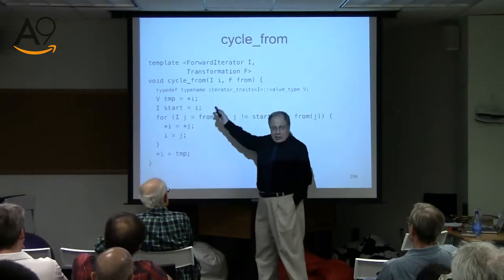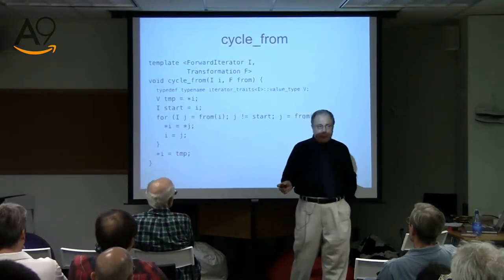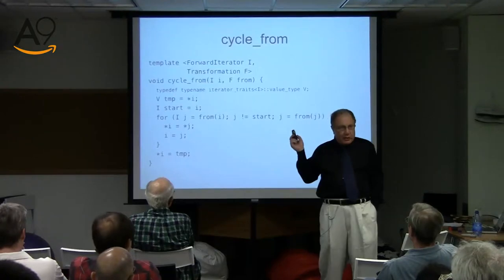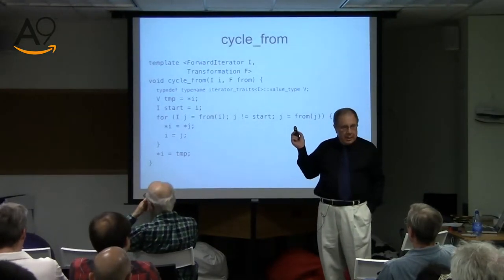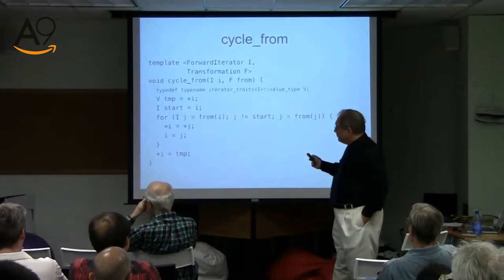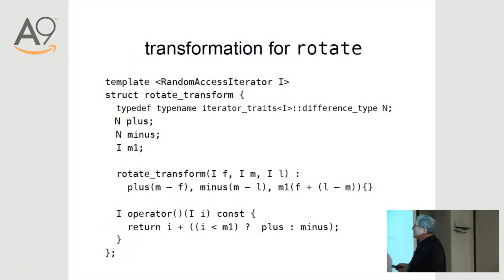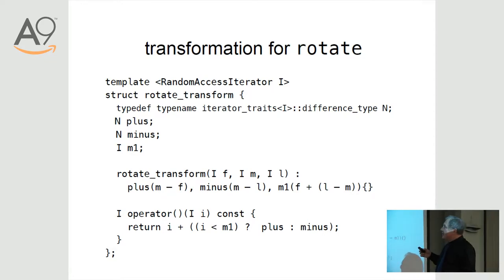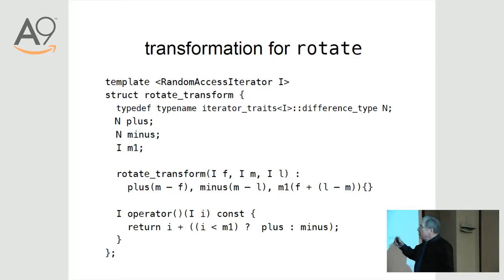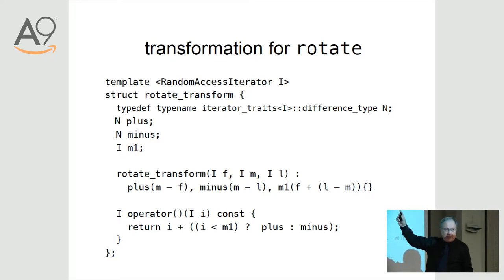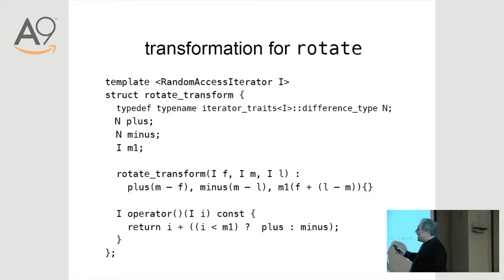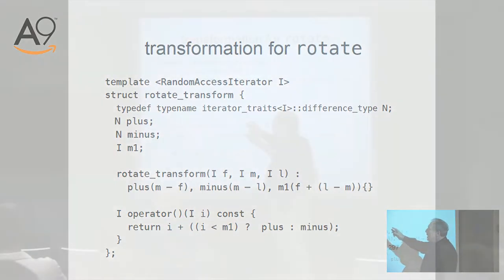Because this code works for any permutation. This has nothing specific to rotation. This is just how to do a cycle. So this is, and I apologize for writing relatively complicated C++, as complicated as we'll ever get, a function object, which means a structure which could be applied, which has the following state.